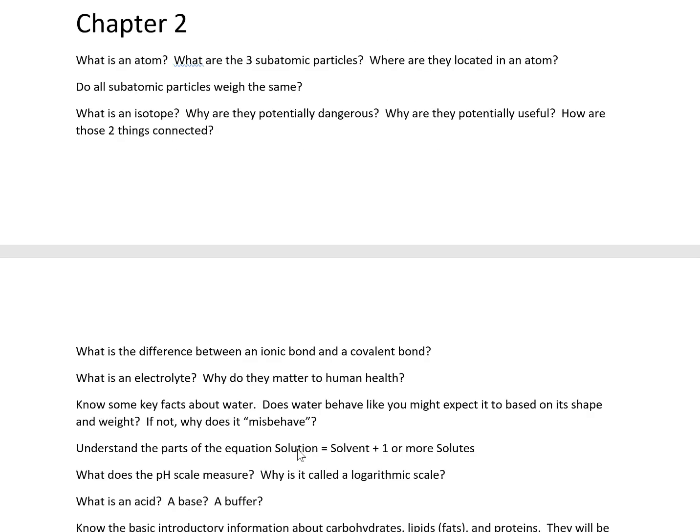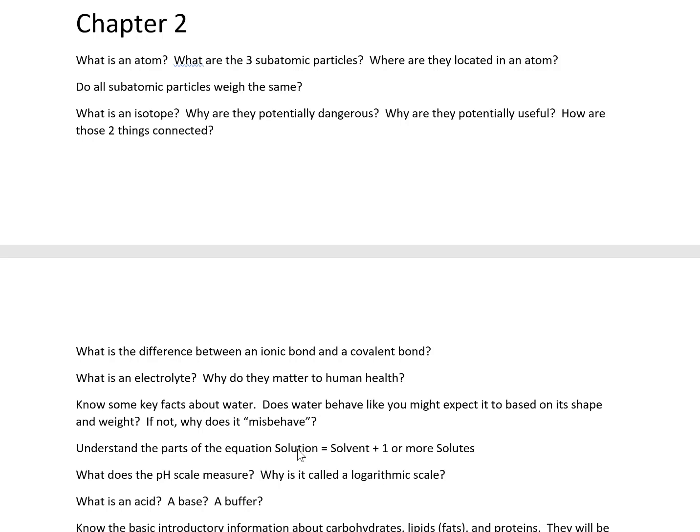All right, chapter 2. There'll be a little more just detail-based stuff here. What is an atom? What are the three subatomic particles, and where are they located in an atom? So an atom is the basic unit of life. If you look at the periodic table, what you see is atoms. The smallest amount of an element that maintains the properties of that element is an atom.